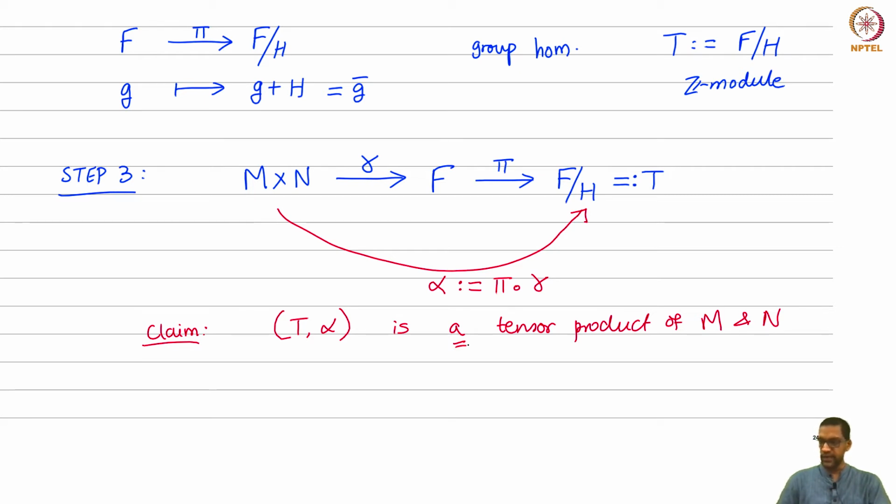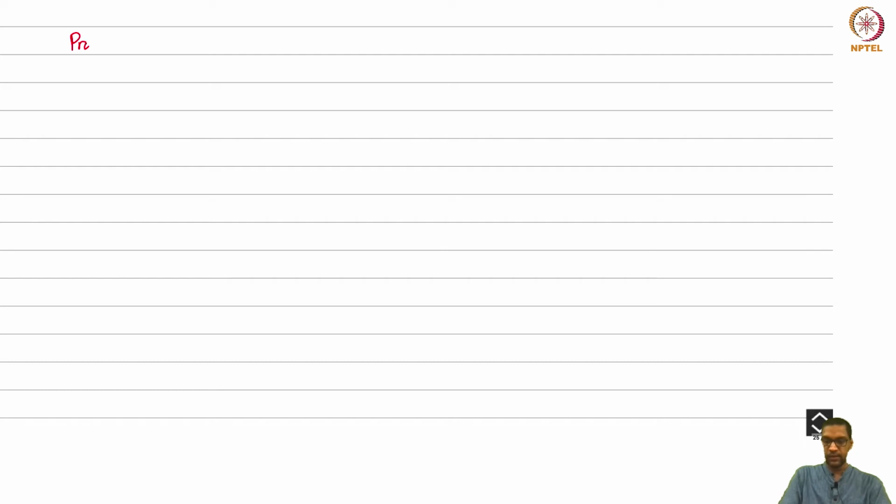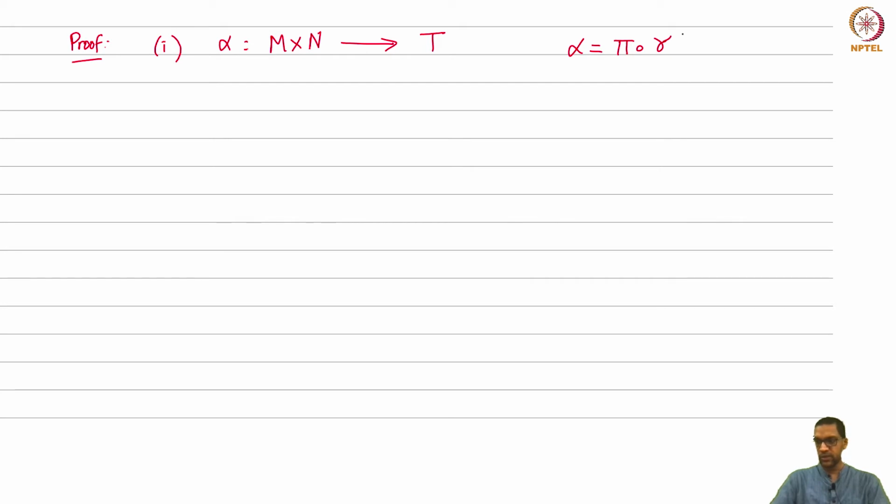So let's first check what we need. T is a Z module, that's all right, but we need to check that alpha is a bilinear map. So let's verify our claim. Here's the proof of the claim. First thing we need to check is that alpha is in fact bilinear. So what is alpha? It's a map from M cross N to T. Now alpha is just pi composition gamma, and it's sort of strange because gamma is just a map of sets. Pi is a group homomorphism, but we're claiming that at the end, after you compose these two, this alpha has this property of bilinearity in the two variables. So let's check that this is true.